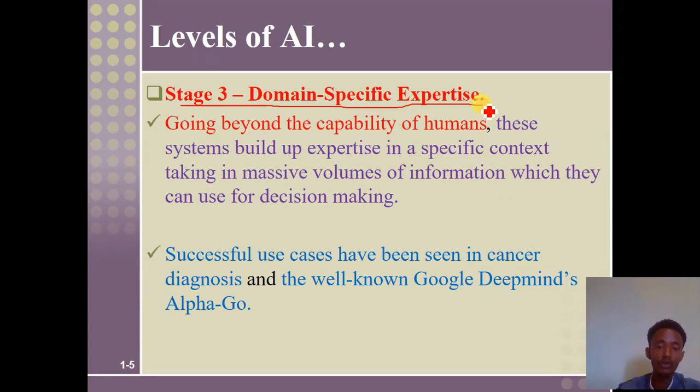So successful use cases have been seen in cancer diagnosis and the well-known Google DeepMind's AlphaGo. If you consider Google DeepMind AlphaGo and cancer diagnosis, they are good examples of domain-specific expertise.